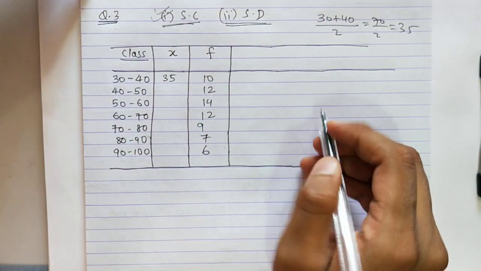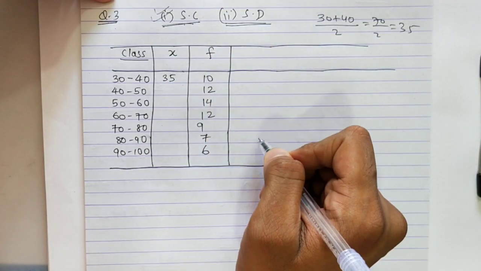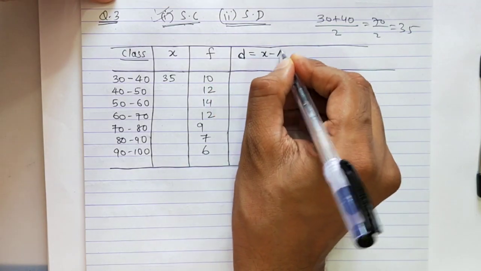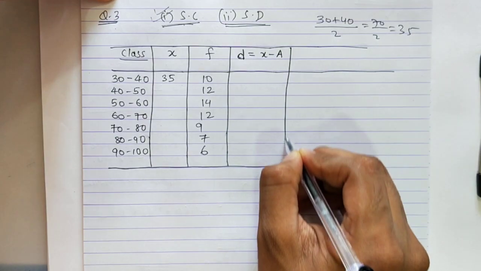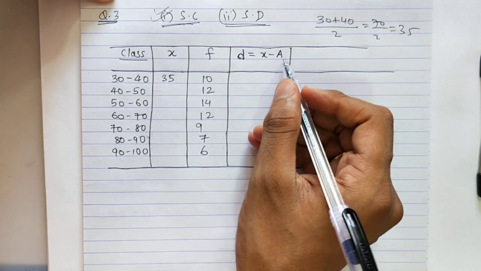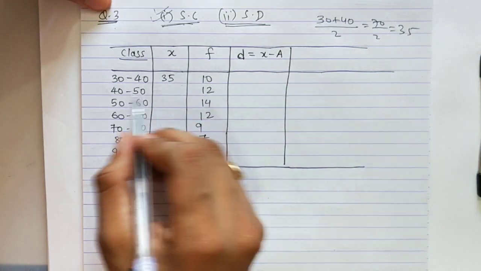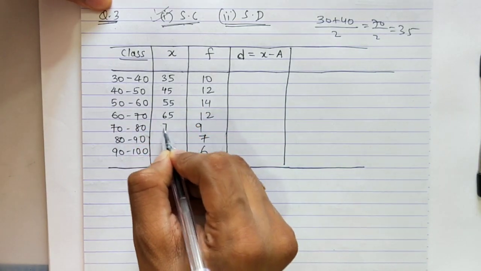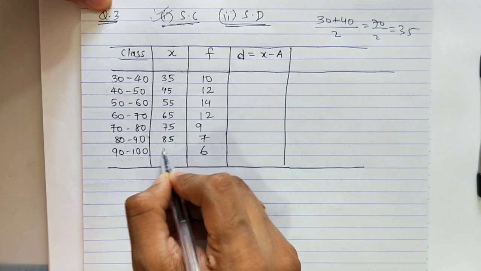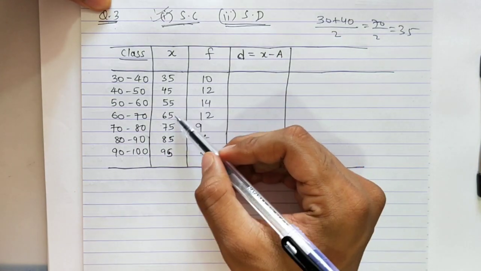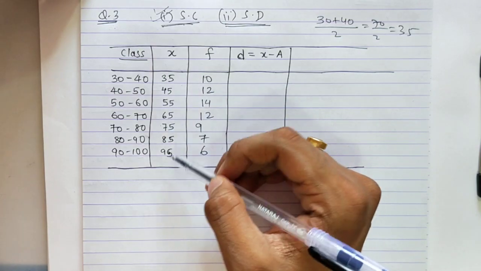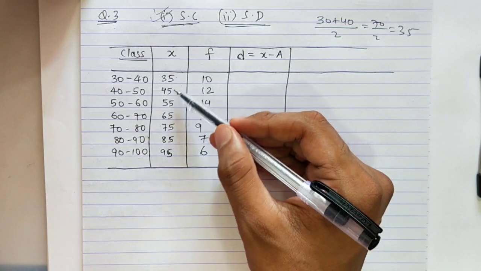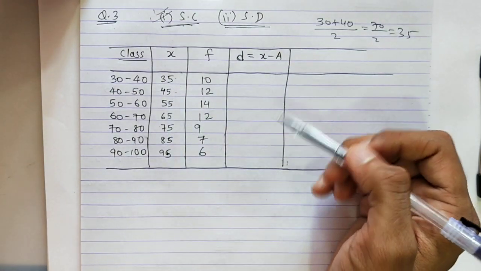Whatever we did in the shortcut method, that we have to do here also. So here also I'll have to find D. D is X minus A. So those steps will be same. What is D? X minus A. First let me complete this. This is 45, 55, 65, 75, 85, 95. This difference between them is always same in all the sums. Once you know that the first number is 35, the second number is 45, and 10 is the difference, then you can continue writing it directly.